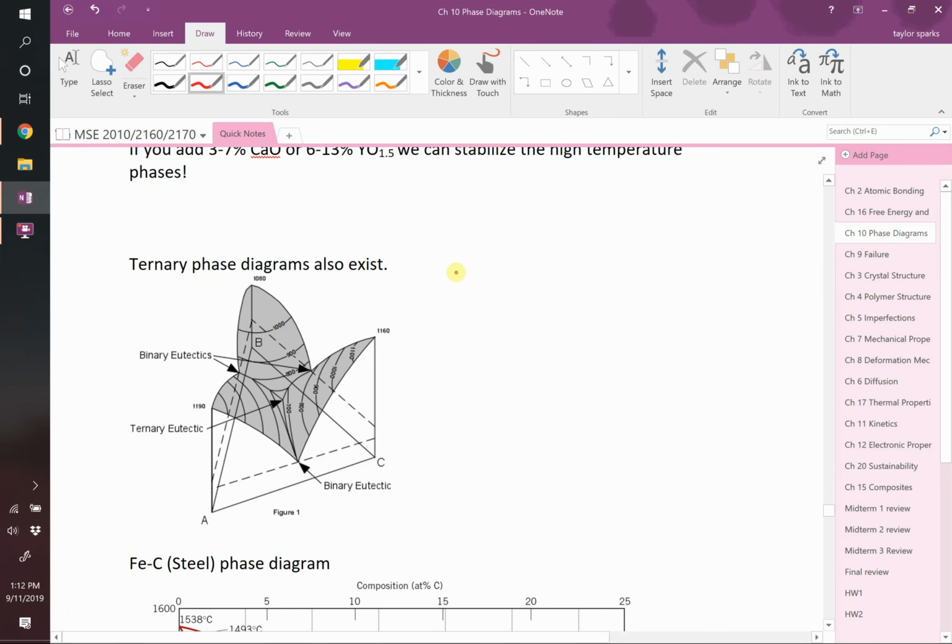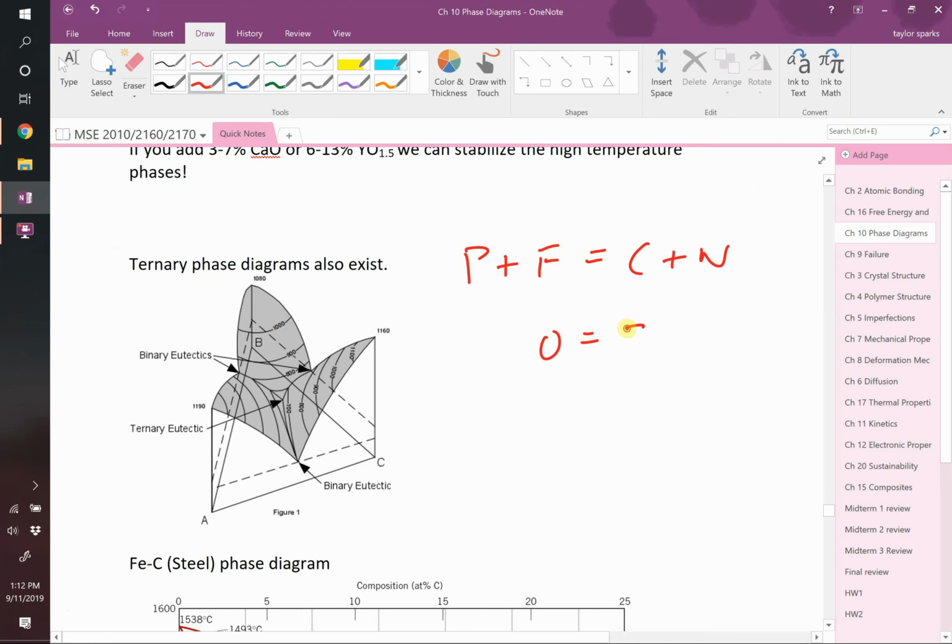Well, let's do Gibbs phase rule. P plus F equals C plus N. Let's assume that we have no degrees of freedom. So the one spot on the graph where you can't change anything, we're going to try and maximize the number of phases that can be present.